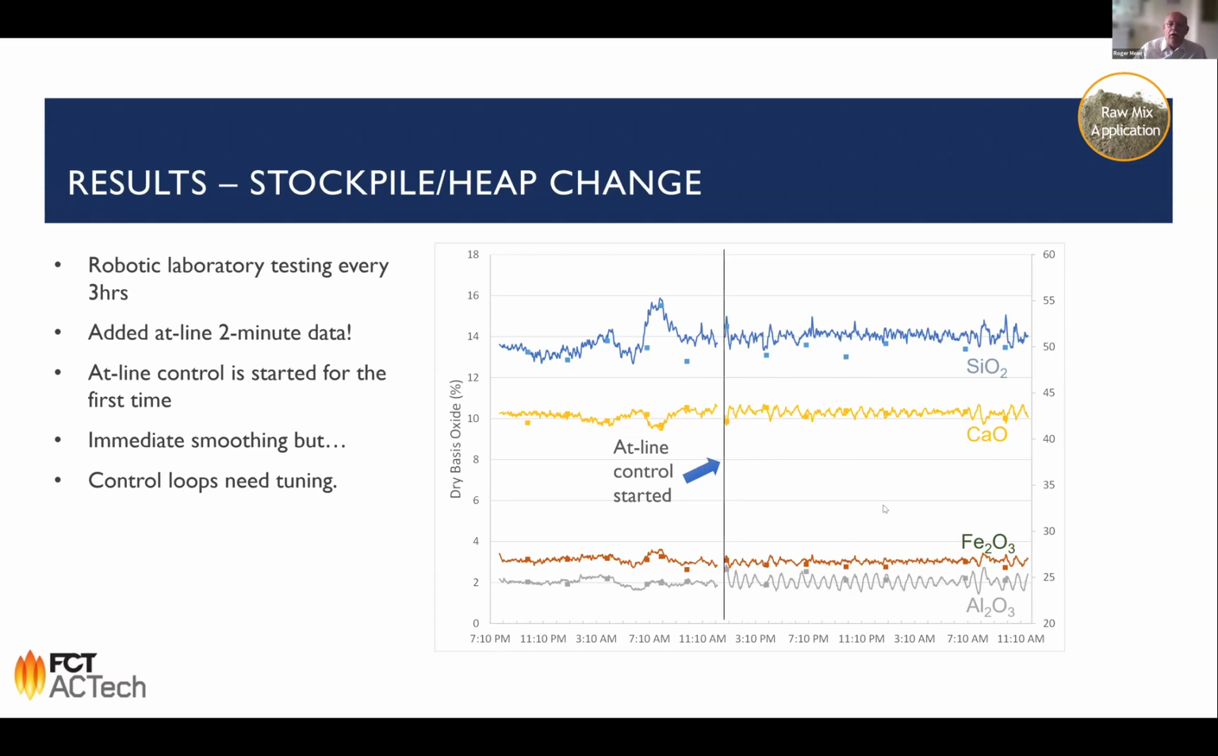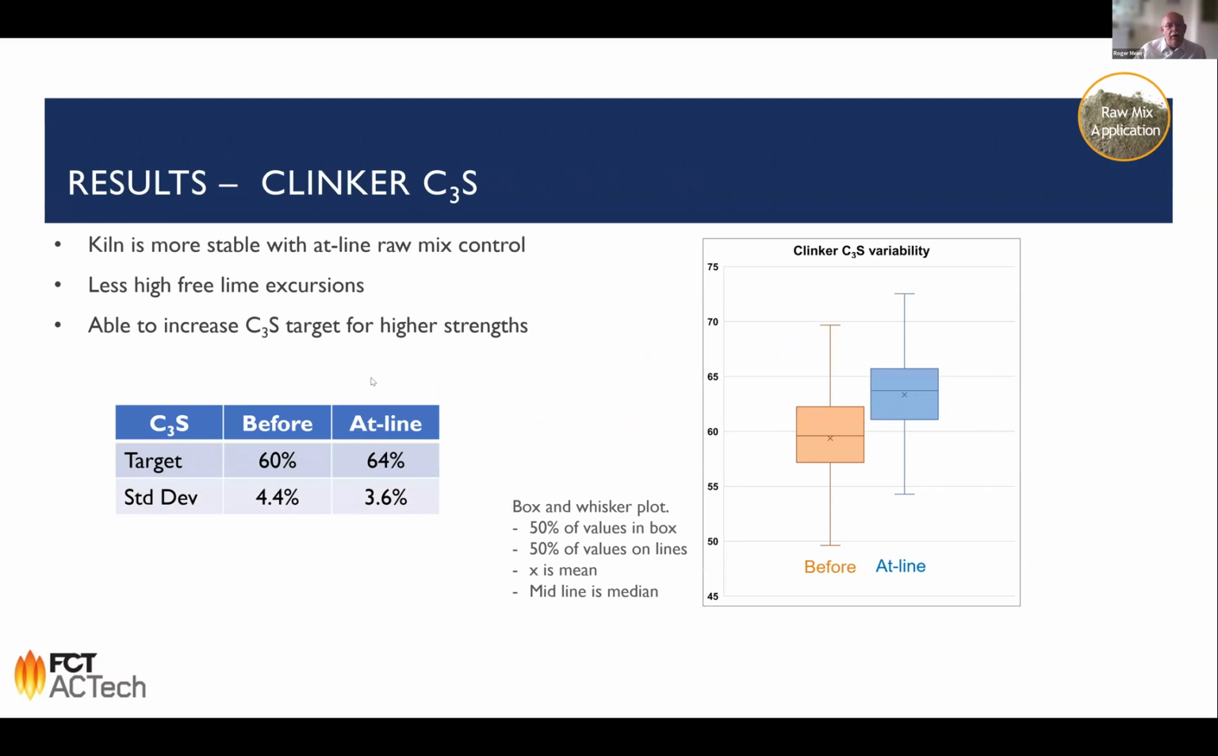Now, I mentioned before that it will also have impact on the clinker quality. And by using this setup, I can prove that in certain cases it will give you a lot of benefits. Because what you see is the clinker quality, and in this case we specifically look at the halide concentration, reduced the variability. Before, we had a standard deviation on the halide of 4.4, and after a more consistent raw mill, it went down to 3.6.